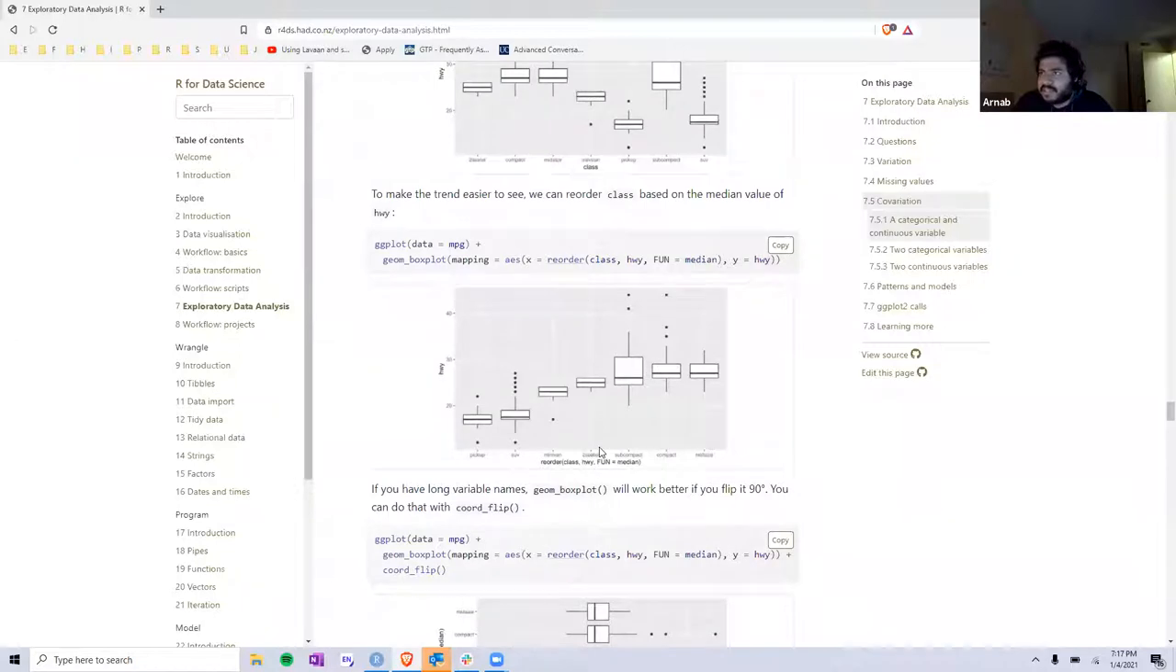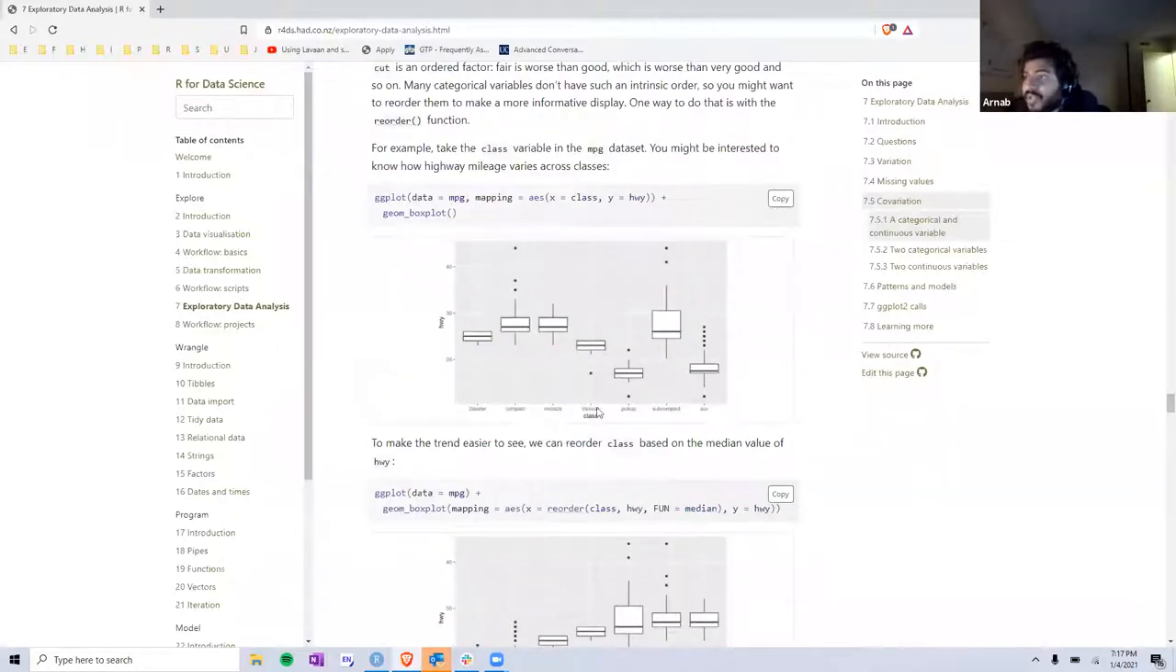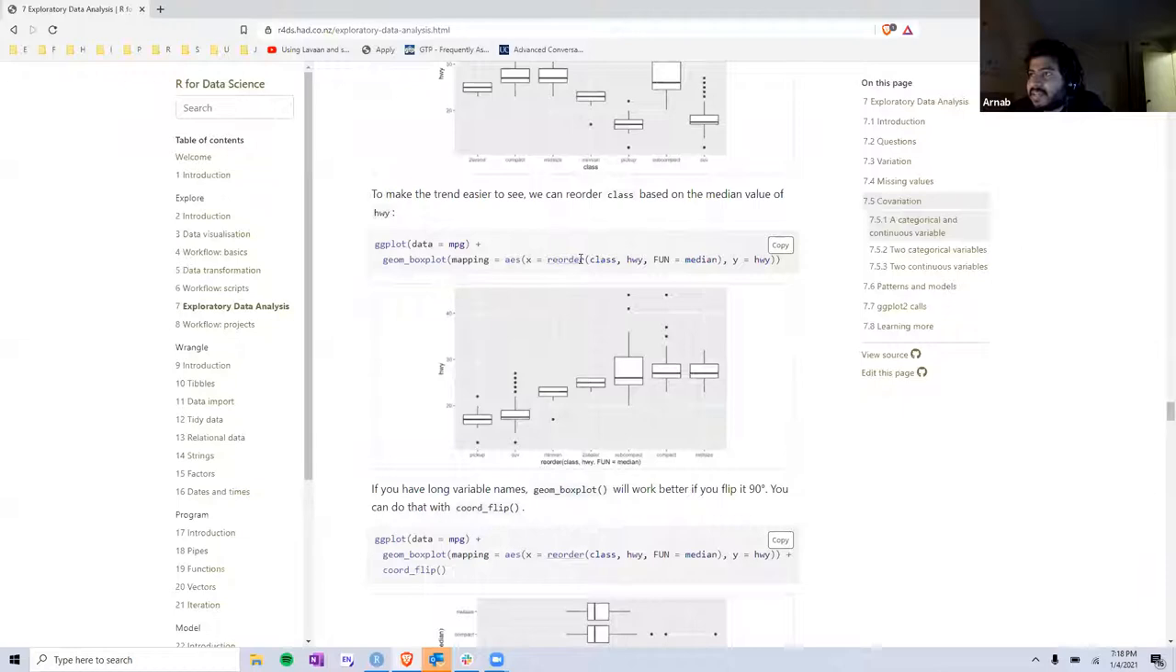this section right here. The authors also mention that there's a way to reorder the different categories that we use in the x axis. For example, this graph right here is a box plot of highway mileage across the class of the car. And it's arranged quite haphazardly. If you want to arrange it by the highway mileage, we just need to say that the value of x is reorder class, reorder it by highway, and use the function median. So this now arranges all the box plots in an increasing order of the median values of the highway mileages for each category of class.